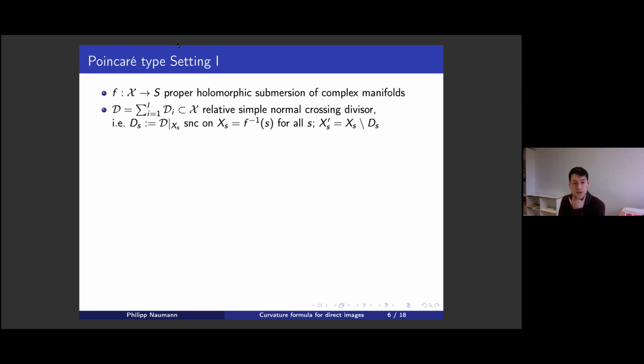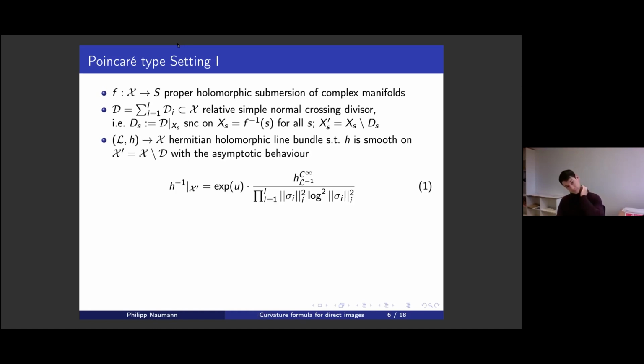To introduce some notation, we denote the open fiber X_s minus the divisor by X_s prime. So this is the open part. And then, as before, we consider a Hermitian holomorphic line bundle L on the total space, where h is a singular Hermitian metric which is smooth on the complement of this divisor, and along the divisor we require the following asymptotic behavior.